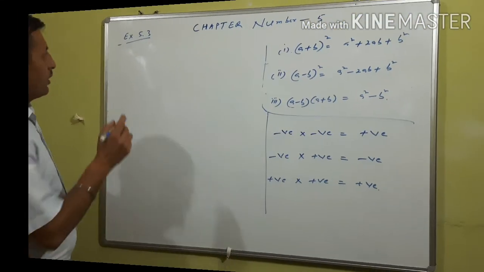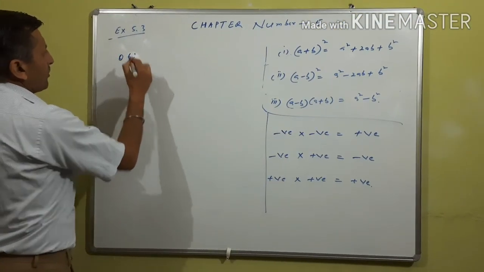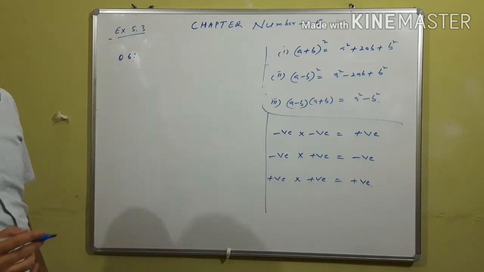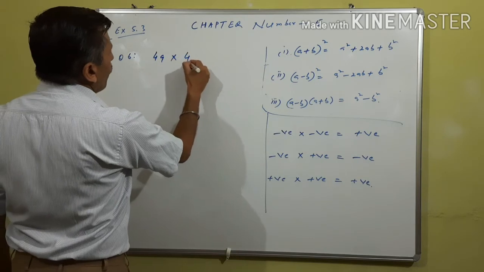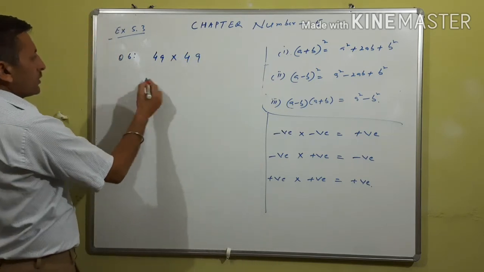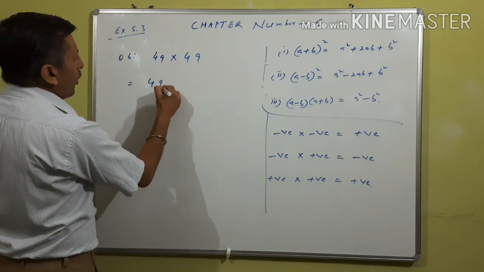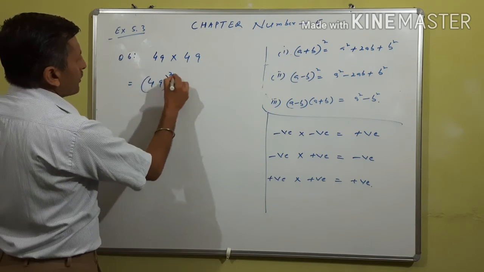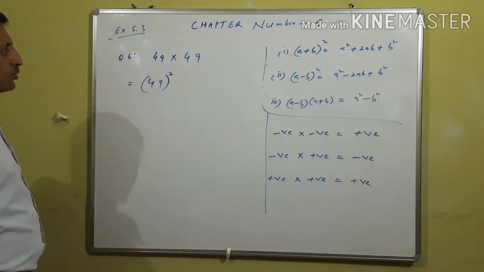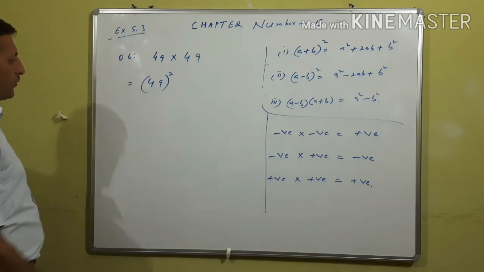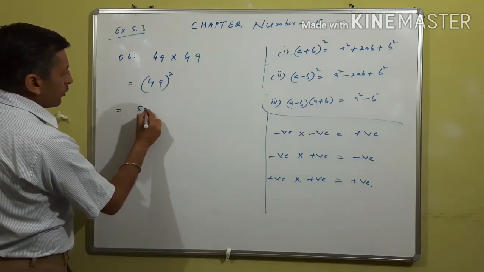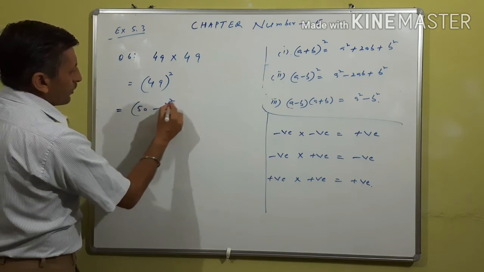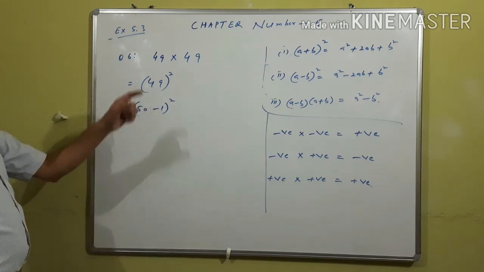Now see question number 6 from the same exercise, and this will be your fifth part. It says 49 into 49. So you can say this is nothing but 49 whole squared, because this term is multiplying by itself. And 49 whole squared is equal to (50 minus 1) whole squared, because 50 squared is easy.